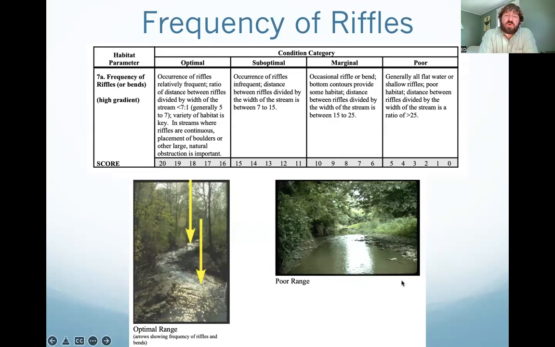On the right here, you don't really see those riffles. It's just slower moving water, and it looks to be pretty straight, so you don't get that diversity. Those river processes aren't really working the way they should, so that would grade out lower on our sheet, obviously.